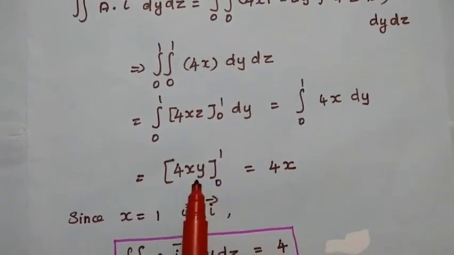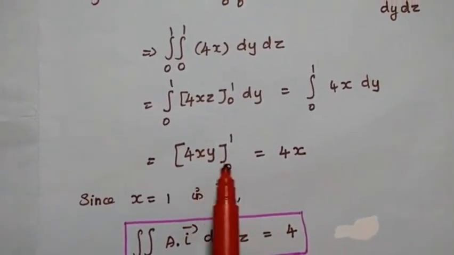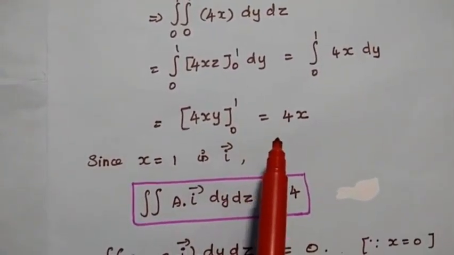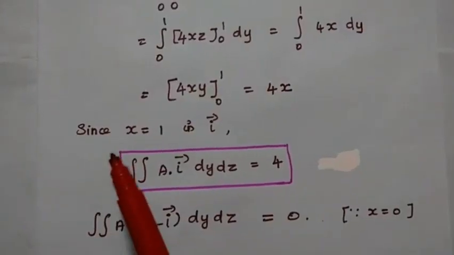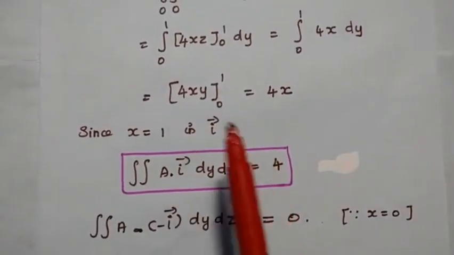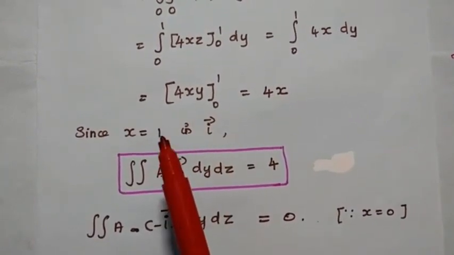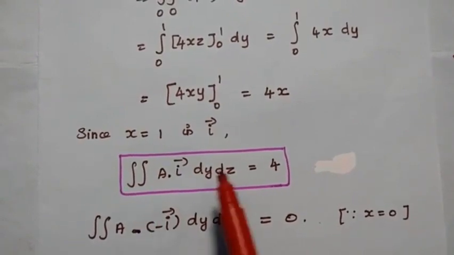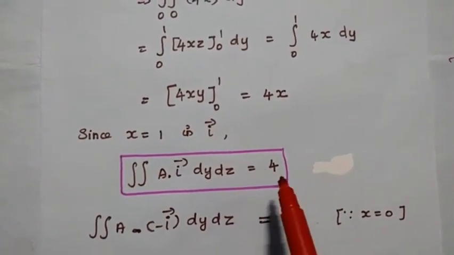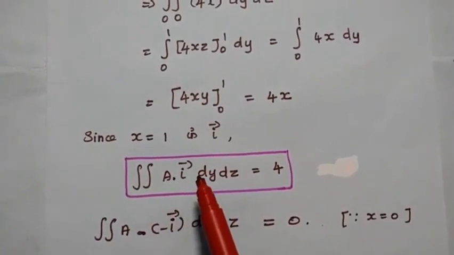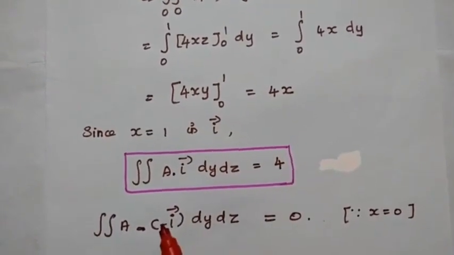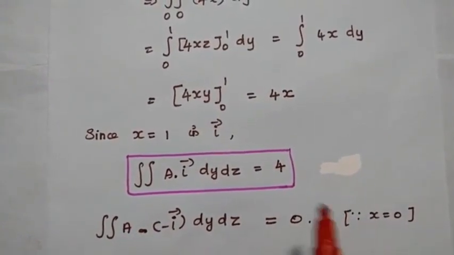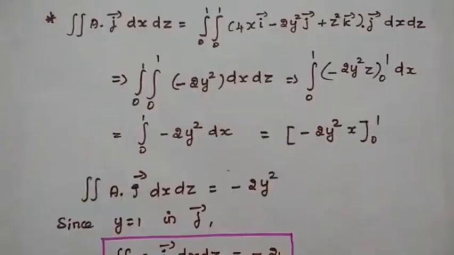Then we have to integrate with respect to y, that is 4xy. With the limits from 0 to 1 we get 4x. Okay, this is the answer for that surface integration. Since x is equal to 1 in the i direction, that is given in the problem, right? It is bounded by the cube, that value is equal to 1 in the i direction. Then this term becomes 4 into 1, which is equal to 4. So the surface integral of A dot i vector dy dz is equal to 4. And then in the opposite direction, its value is 0. So we can mention that value as 0.